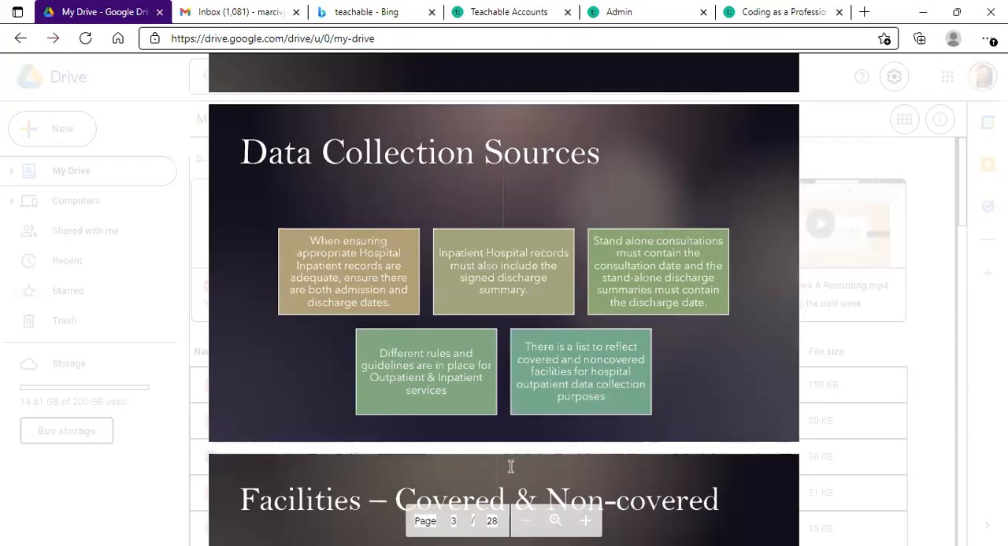So standalone consultations must contain the consultation date, and the standalone discharge summaries must contain the discharge date. That's need to know. You want to have standalone consultations, they must include the consultation date. And the standalone discharge summaries must have the discharge date.